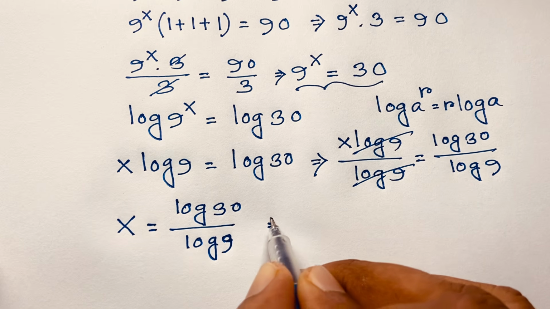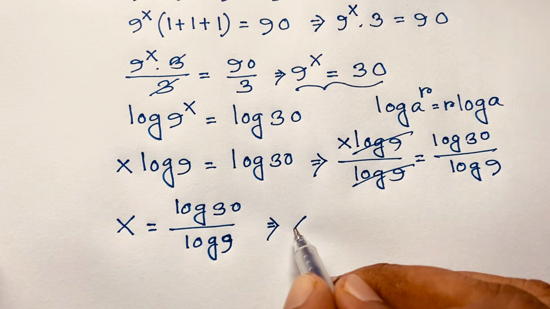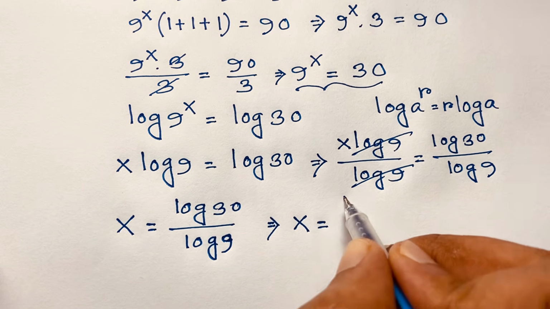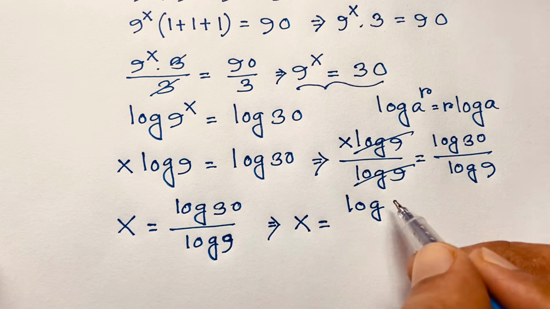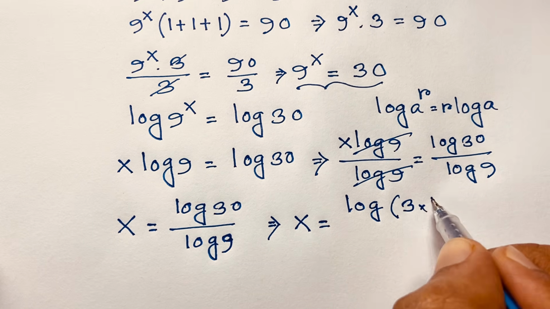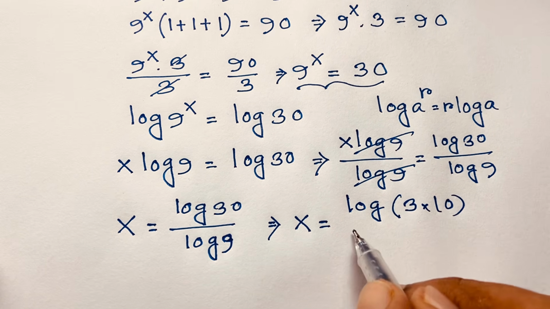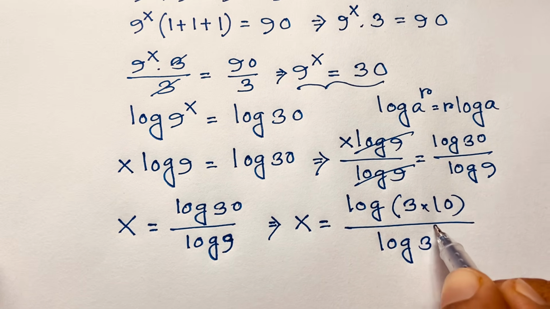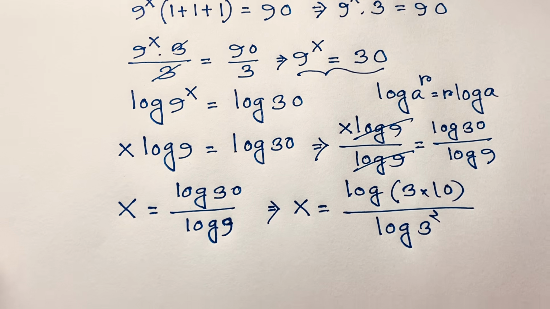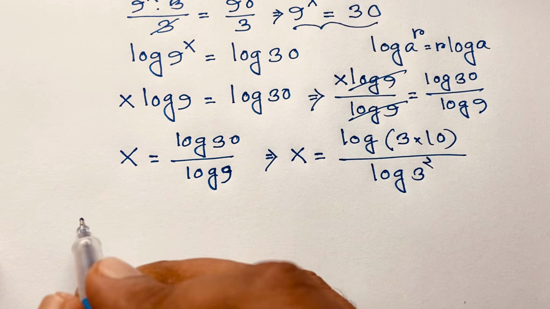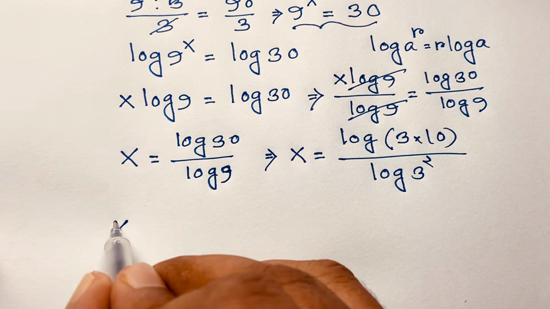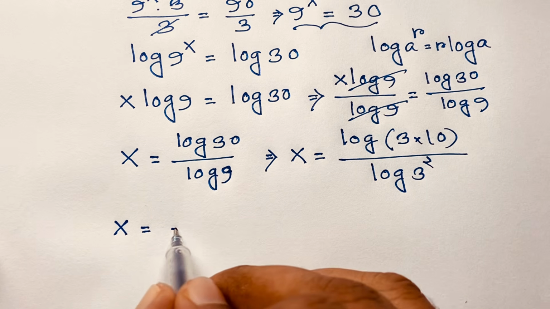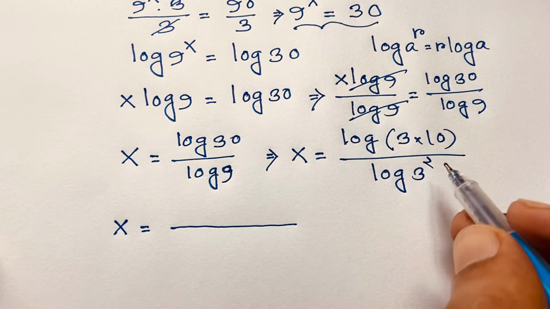Now, if I evaluate this expression, we'll find here x is equal to log 30. This 30 will be 3 times 10. 3 times 10, this is 30. Over log 9, this is log 3 to the power 2. 3 to the power 2, this is 9. Now you can say here x is equal to log (3 times 10).